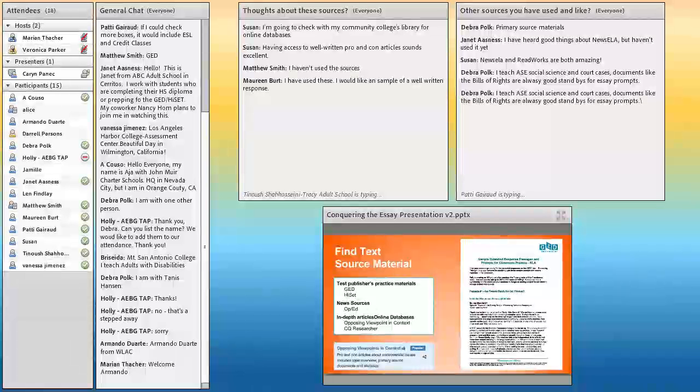Susan, having access to well-written pro and con articles sounds excellent. Yes, that really is helpful. Sometimes if you find an op-ed that has either a pro or a con, searching online for the opposite opinion and position can help.